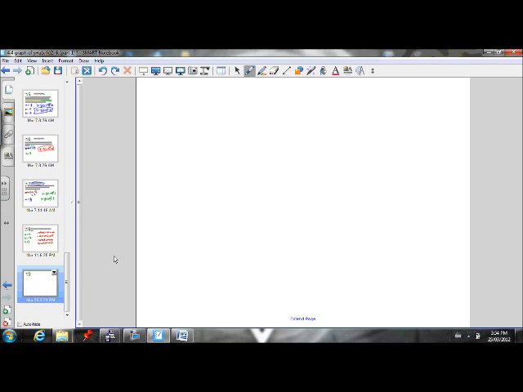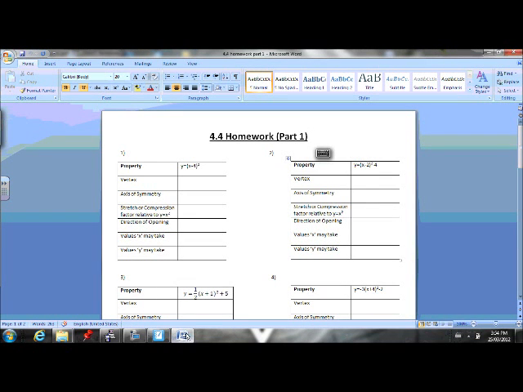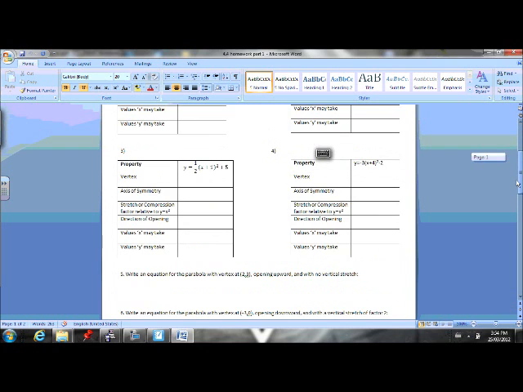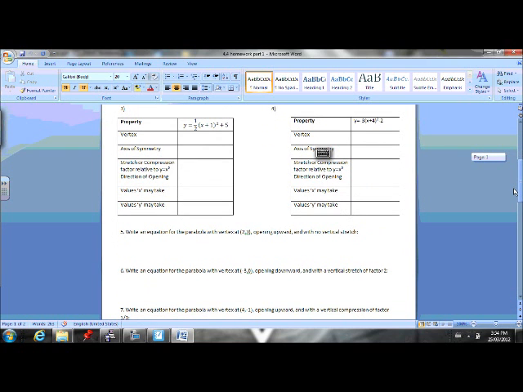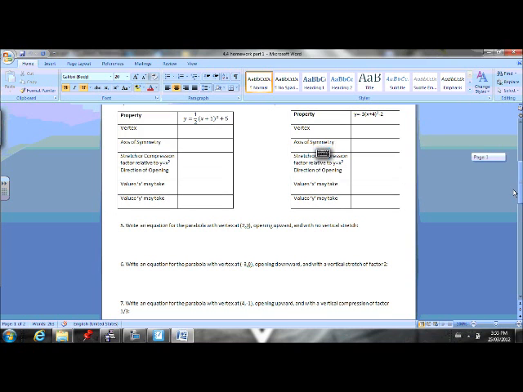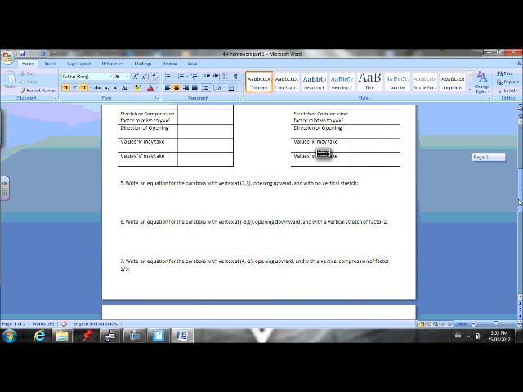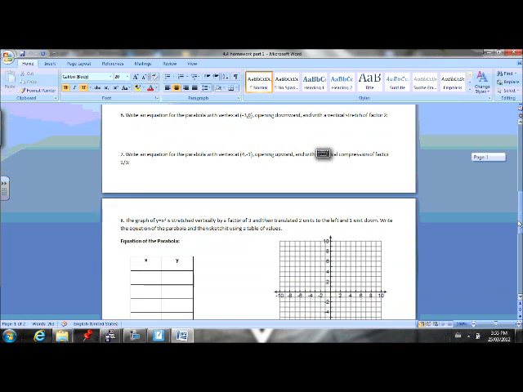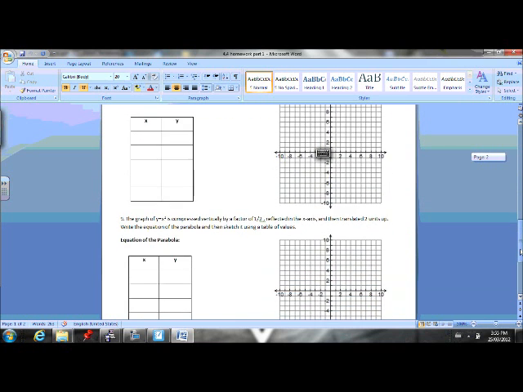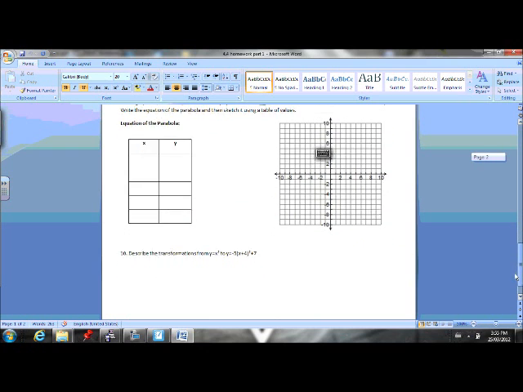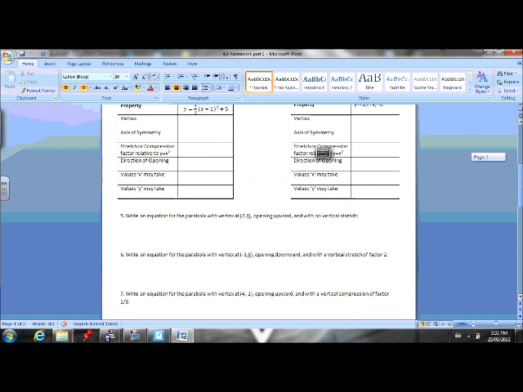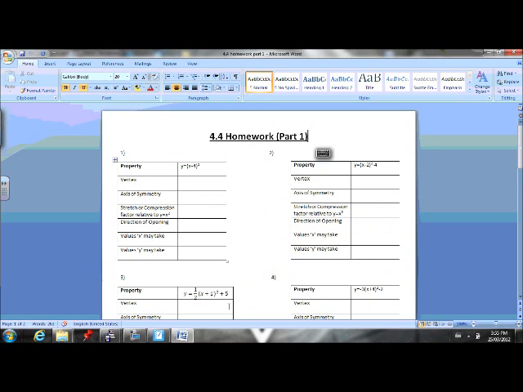What you have to do after completing all of this is this worksheet right here. 4.4 homework part 1. So you're going to practice filling out these charts where you have to label the vertex, axis of symmetry, stretch or compression factor, direction of opening, and then state the domain and range, the values x may take and the values y may take. We're going to have to write some equations based on the description and graph some parabolas using a table of values. Okay, so complete all of that. The answers are posted so you can check and make sure you're doing it properly, and make sure you have that done for tomorrow.